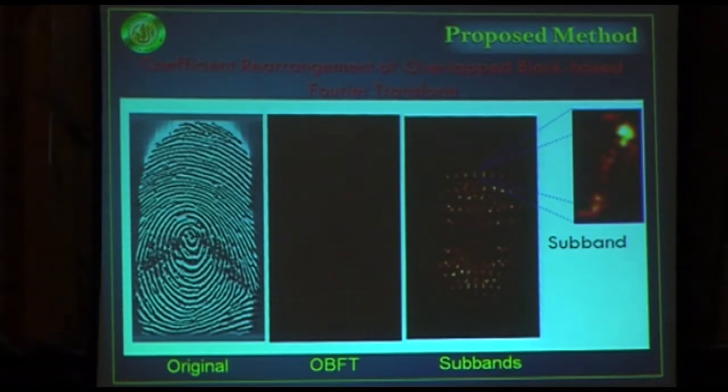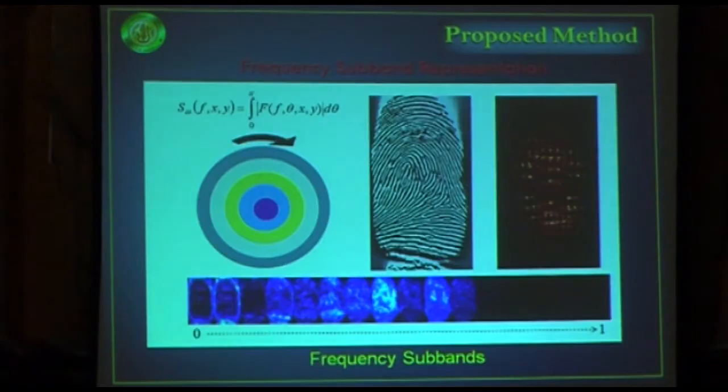Once you group it into subbands, you can see that each particular subband represents one frequency and one orientation of the whole image. Now this is 4-dimensional. We try to reduce it into a 3-dimensional signal.